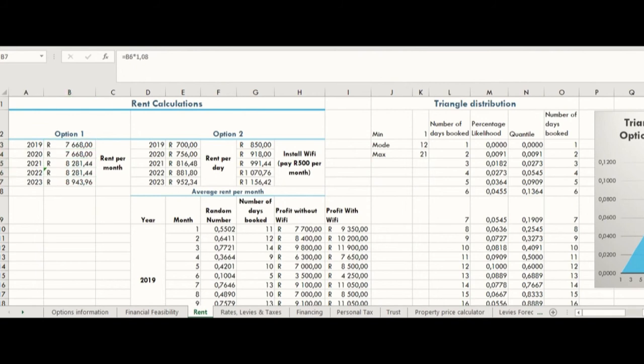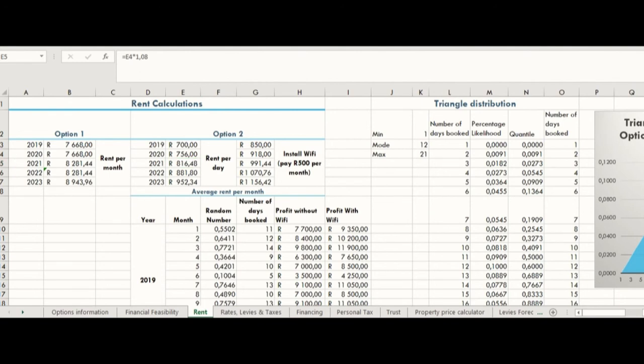Option 2, however, is a little bit more tricky. Now, I decided that if we don't have Wi-Fi, we charge 700 Rand per day. And this is in line with the area's rates. If we install Wi-Fi, we could maybe ask 850 Rand per day. And this will also then increase 8% per year. But this is easier to increase since we don't have permanent customers.